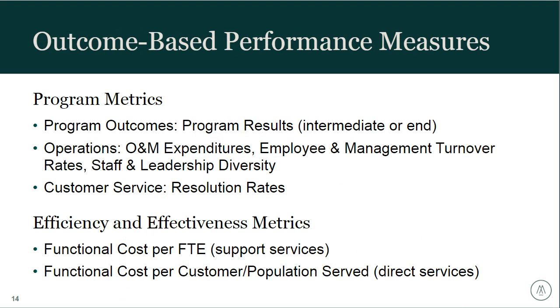So a couple of examples of outcome-based performance measures. If you've got a specific program, you want to think about what results we're trying to achieve, really define what your target is, establish intermediate targets, establish those end targets, and really define against that target. In operations, we often see O&M expenditures as a very frequently used performance measure. Thinking about turnover, especially in this past year, we see that a lot as a performance measure. We're also seeing employee diversity and leadership diversity as some operational measures that a lot more of our clients are tracking. And then in customer service, I would say the number one winner there is resolution rates.